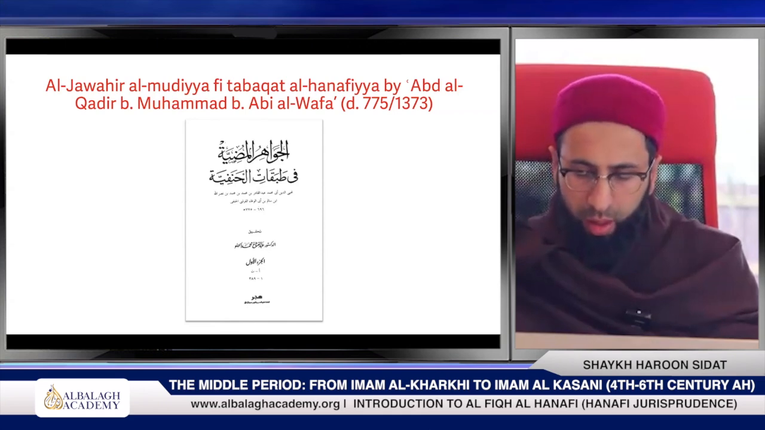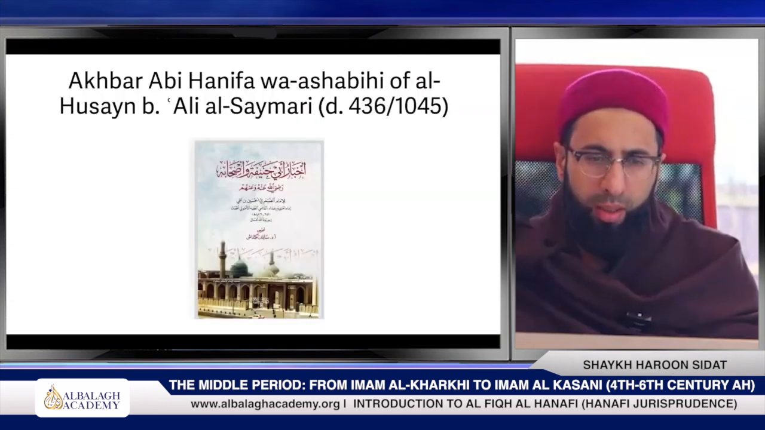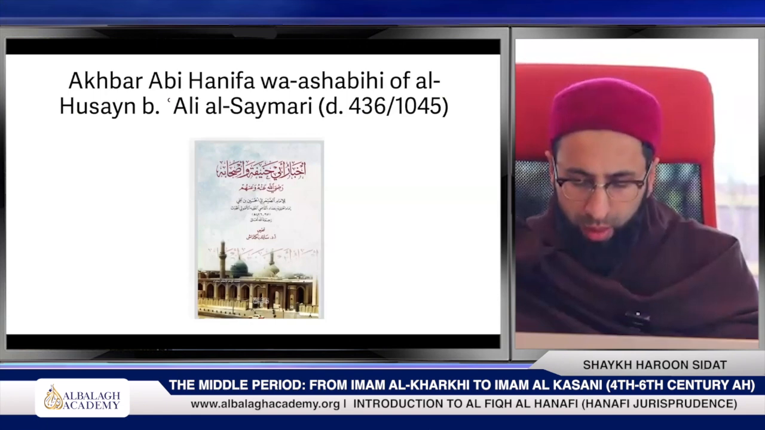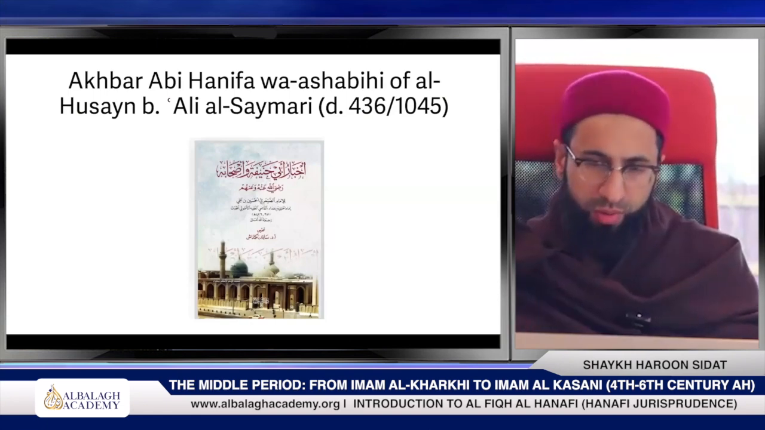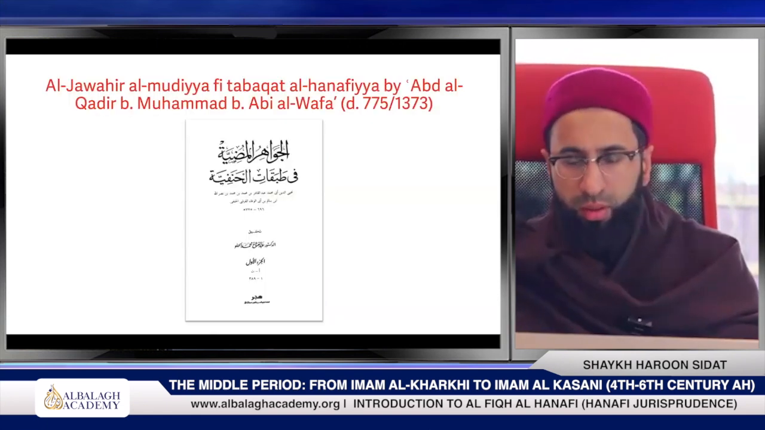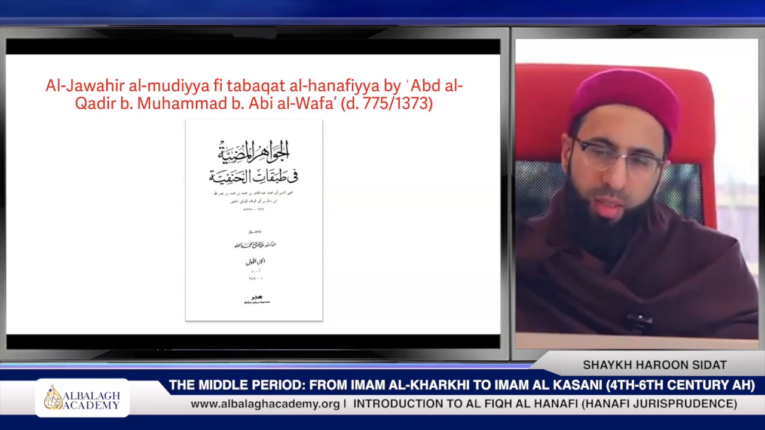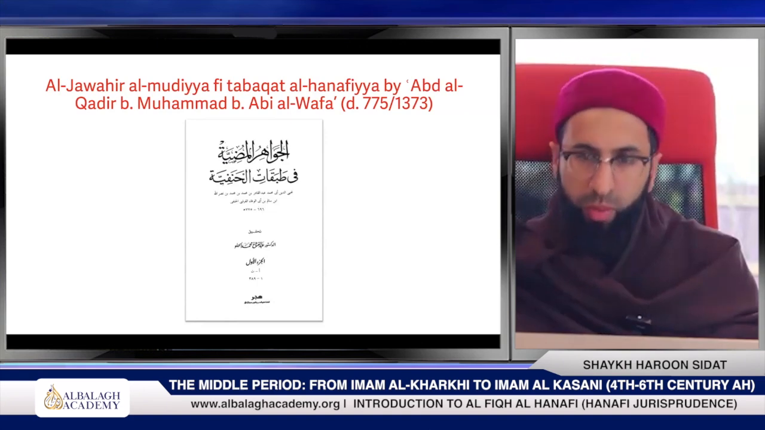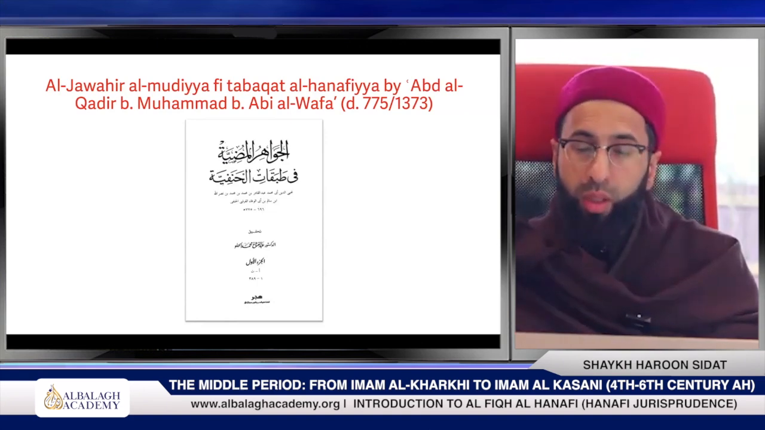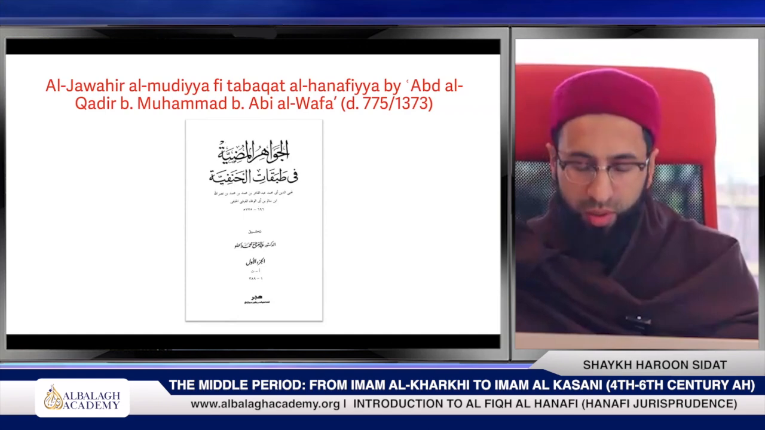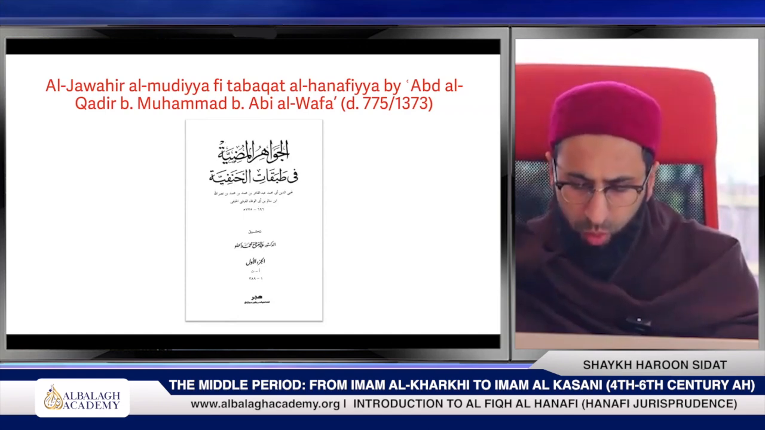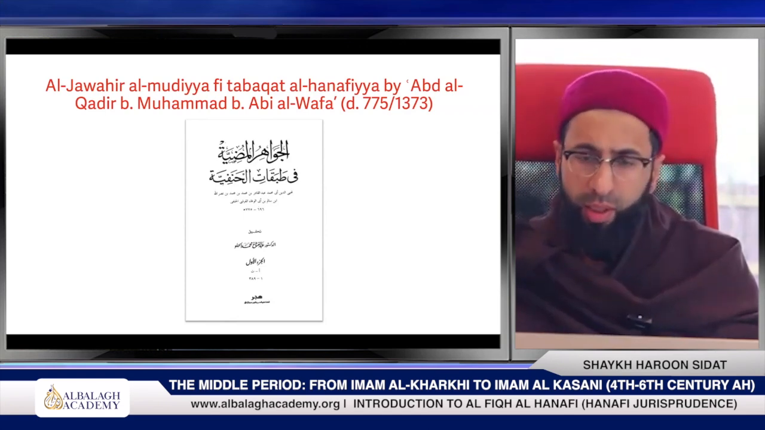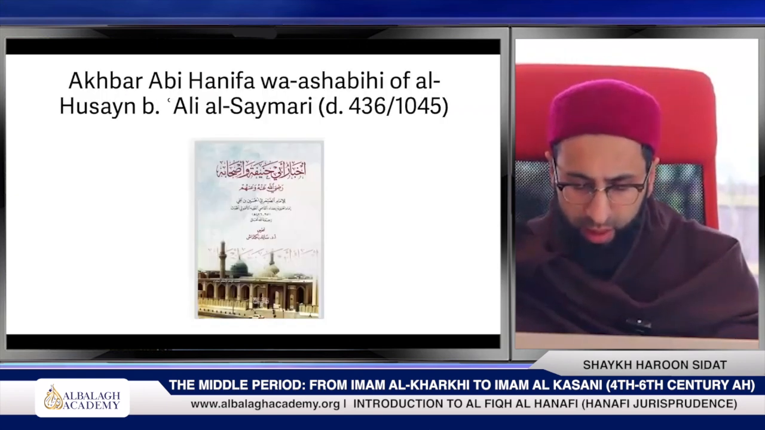Now, I want to mention the Jawahir a little bit more. Where did he get his sources from? Because this book, of course, was written, as you can see, the author died 775, and he wrote the book towards the end of his life. There are a few centuries before that we need to account for. Which books was he taking his sources from? Where did he get these details about these so-called semi-Hanafis and Hanafis?